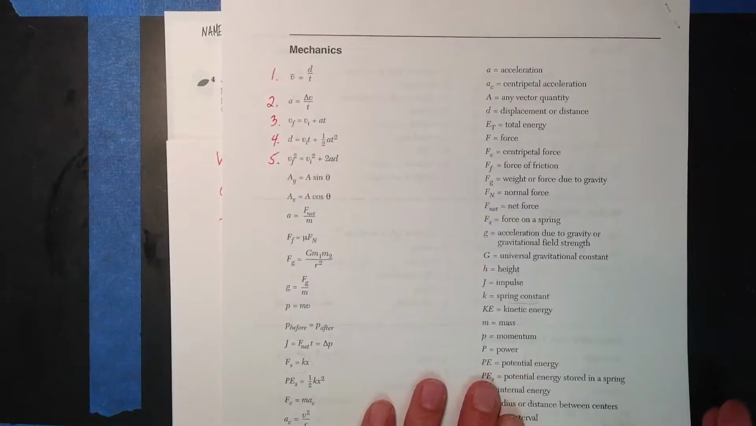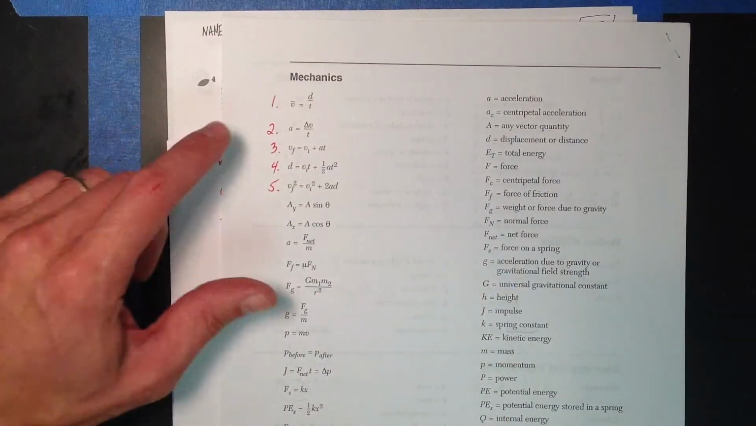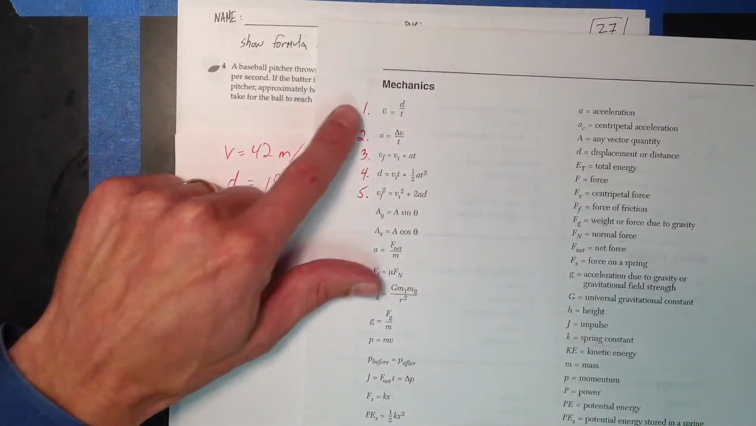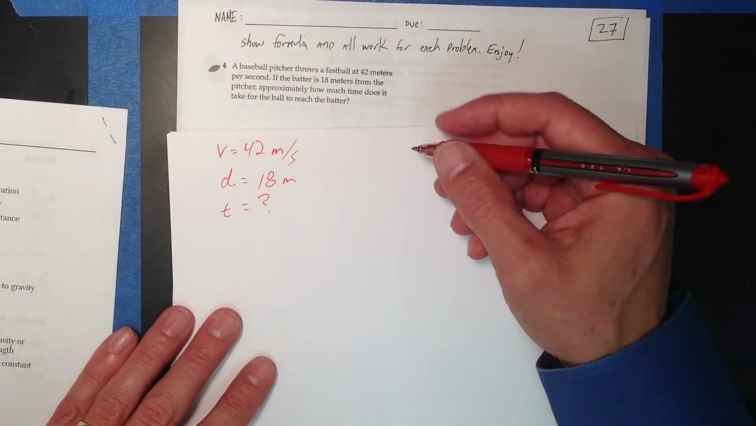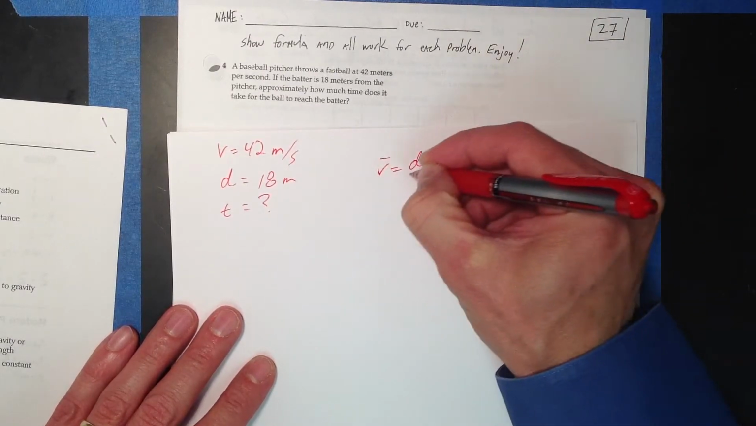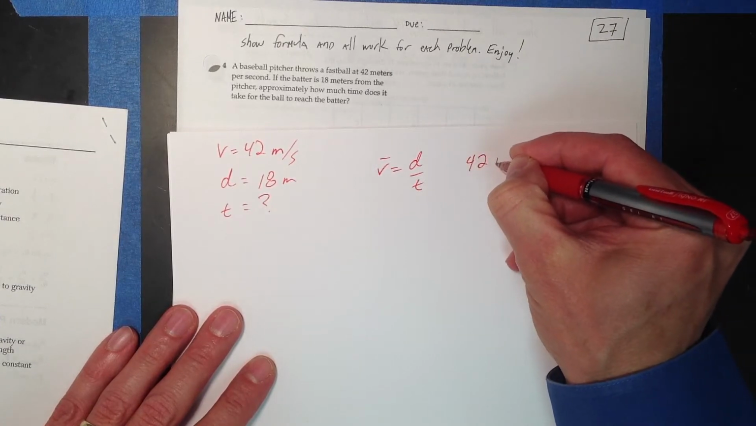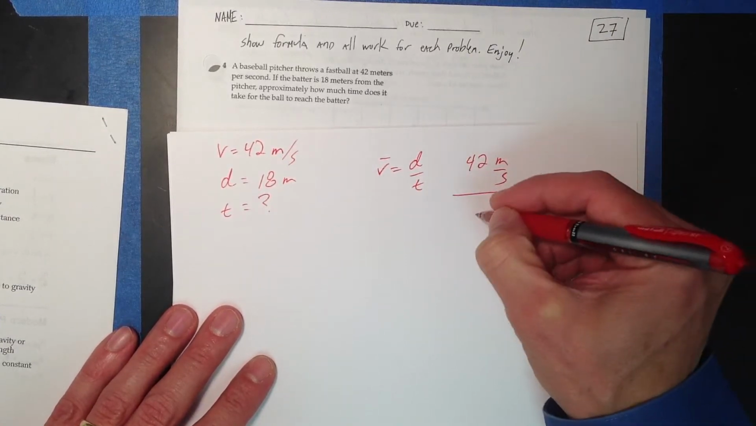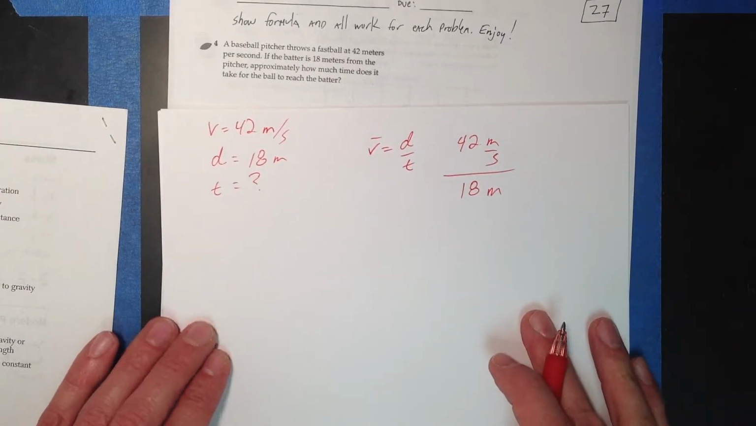So go to the reference table. I've numbered the first few, 1 to 5. We have V, T, and D in the first one. Let's do it. So V equals D over T, with the distance being 42 meters over second and the time being 18 meters. Okay, we can do that math.